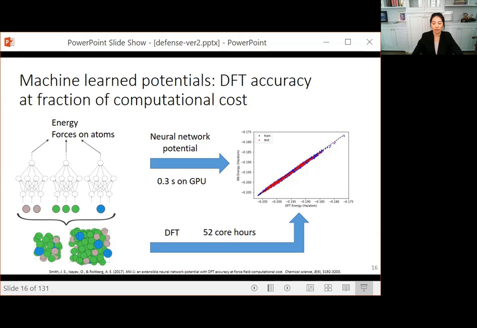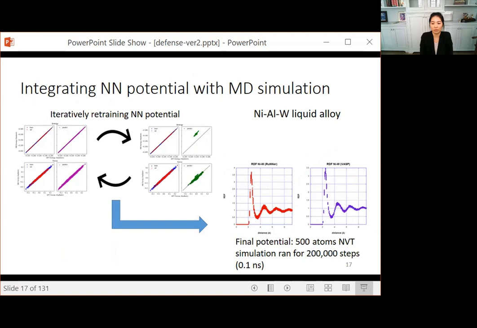So we did this for the nickel aluminum tungsten liquid alloy, and then we integrated with MD simulation. And one of the key points that we found is we have to iteratively retrain the neural network potential. And the reason is because we train it and then we put it in the MD simulation. And as the MD simulation runs, it goes farther and farther away from the training data.